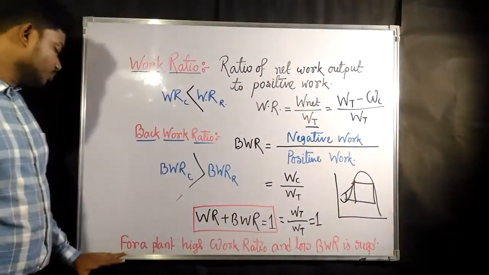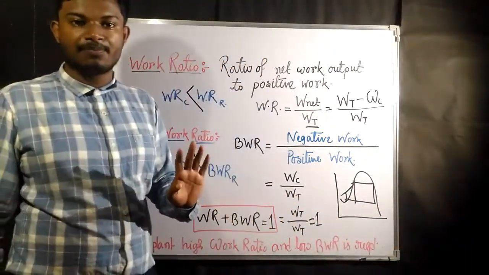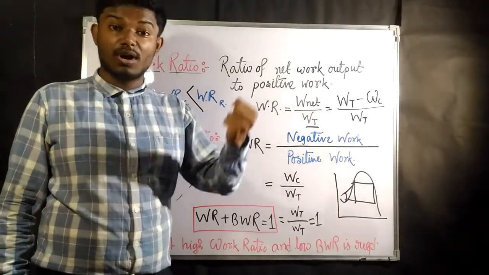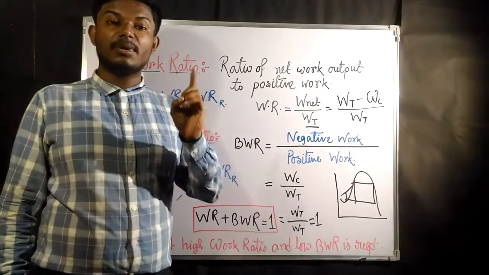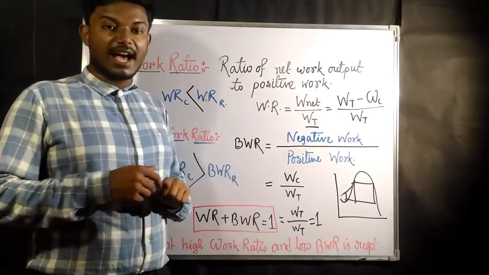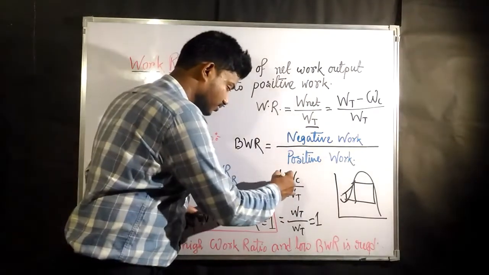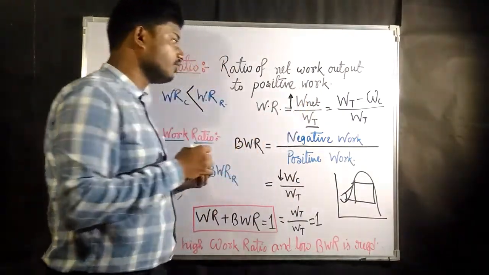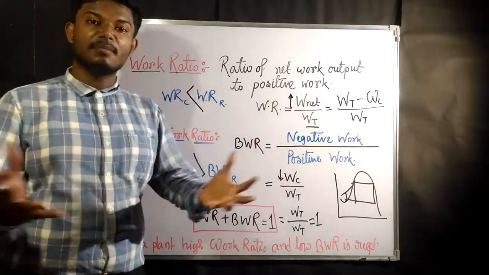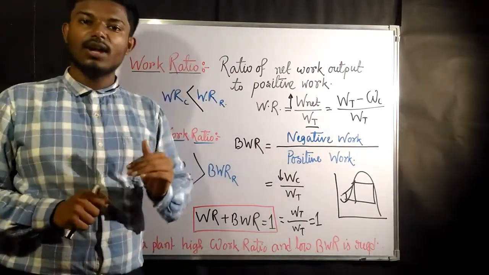Another most important thing is, for a plant, a high work ratio and a low back work ratio are always required. If you want to get the maximum work output from a plant, you need to keep in mind that your work ratio must be higher. Work ratio is net work, so the net work must be higher, and your back work ratio must be lower. That means the work consumed by the compressor must be smaller and the net work must be higher for a plant to get maximum work. To get the maximum benefit from a plant, we need a higher work ratio and a lower back work ratio.